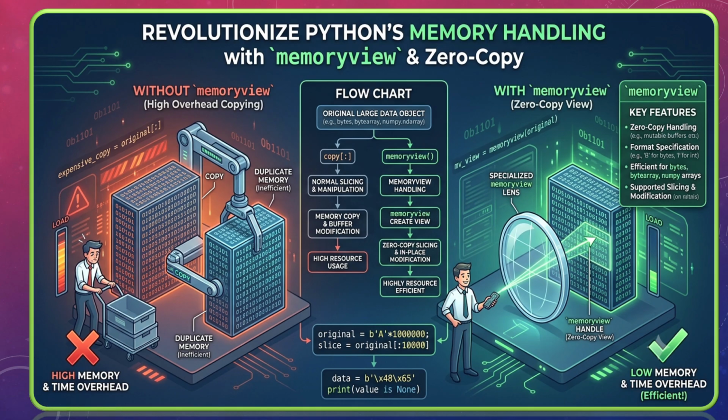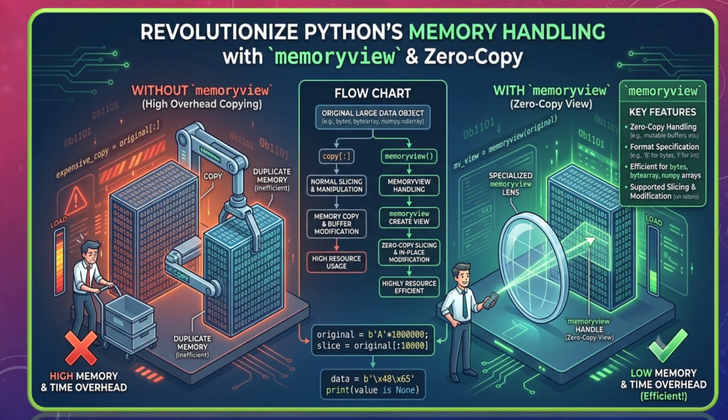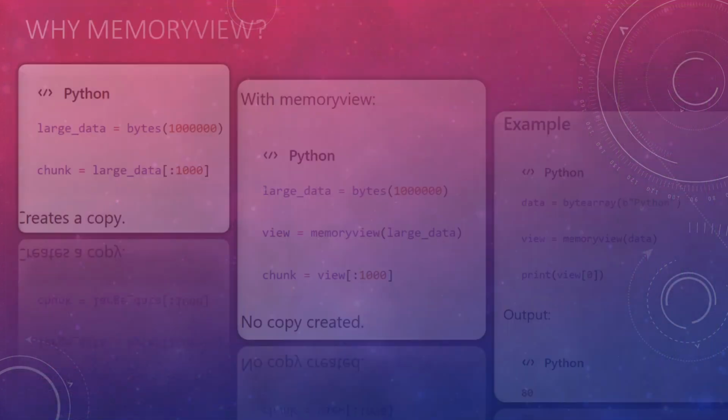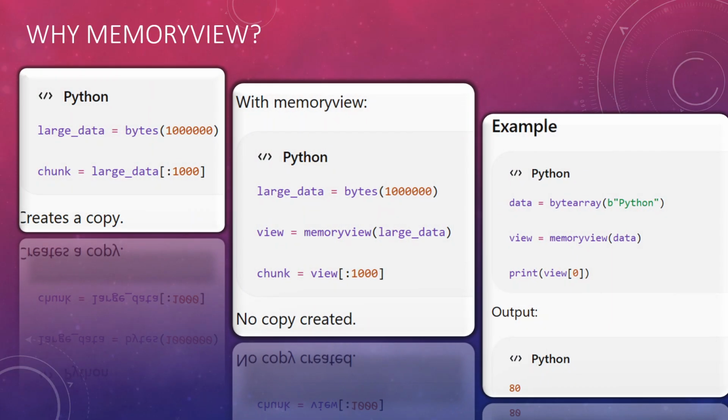This is efficient for bytes and byte arrays, numpy arrays, right? All these things are used in machine learning where heavy computation is required. Okay, so now if you see, this is a large amount of data, bytes. If I do large[:1000], after 1000 it creates a copy. But when you use memoryview, it will not create a copy. It will give you direct access to that huge data. Okay.